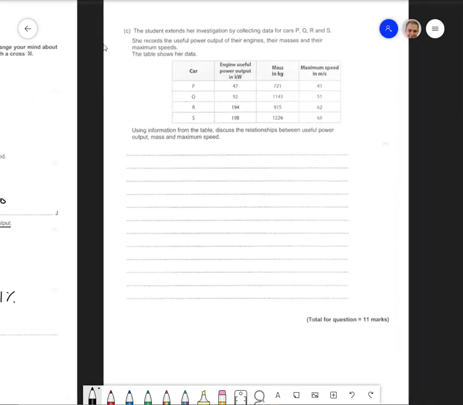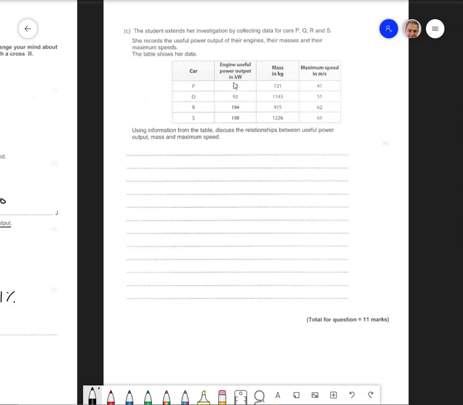Okay, next one. The student extends the investigation by collecting data on different cars. She records the useful power output, their masses, and their maximum speeds. The table shows her data. Using information from the table, discuss the relationships between useful power output, mass, and maximum speed. So what are the things that we can talk about? If we look at this, what are the relationships we can see?